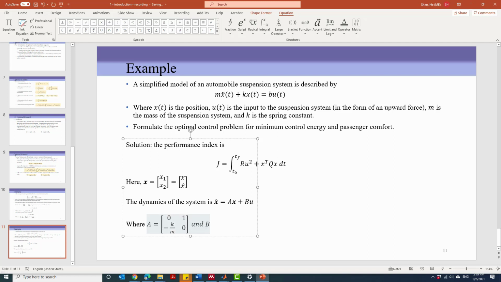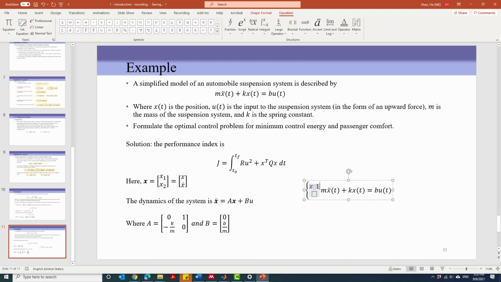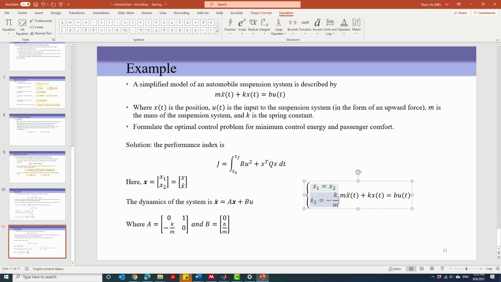And the B matrix has a form of 0 in the first row, because the first equation tells us x1 dot is equal to x2. And in the second equation, we have b divided by m. It's better to write the two equations out if you have a hard time seeing the relationships. You can write this into two equations: x1 dot is equal to x2, and x2 dot is equal to negative k over m times x plus b over m times u.